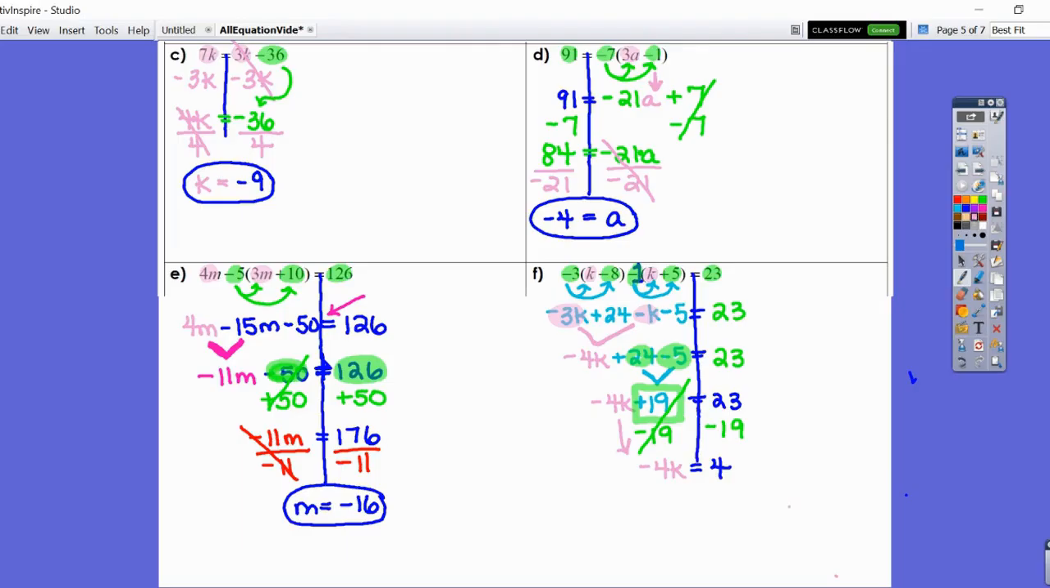It's negative 4k, so I do the opposite of multiplication there because it's negative 4 times k. I'll do the opposite, which is division of negative 4. Negative 4 divided by negative 4 is a positive 1k. What I do to one side, I have to do to the other, so I will now do 4 divided by negative 4, making negative 1.